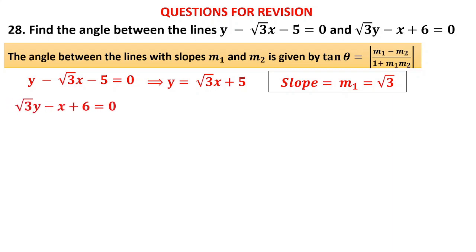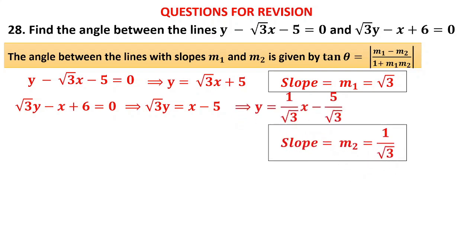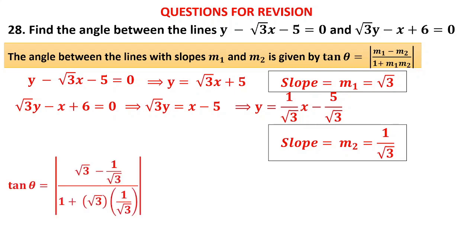Second equation. Once again, keep y in the left hand side, push everything to the right hand side. Make the coefficient of y as 1. y is equal to mx plus c. Therefore, the slope is 1 by root 3. Put it in the formula. Root 3 minus 1 by root 3 by 1 plus root 3 into 1 by root 3.